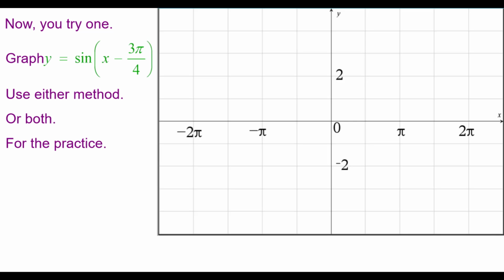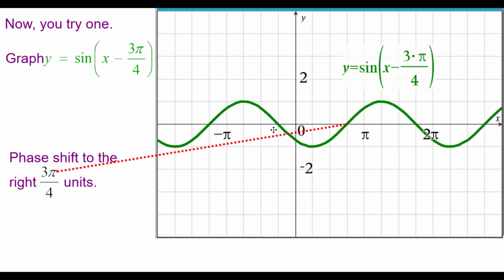Now you try one. Graph y equals the sine of the quantity x minus 3 pi over 4. Use either method or both for the practice. Pause as needed and resume when you're finished. And you can see that this graph is phase shifted to the right 3 pi over 4 units because of this minus 3 pi over 4 inside the argument.